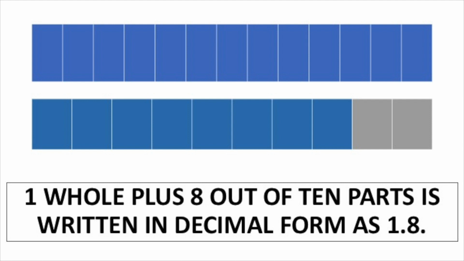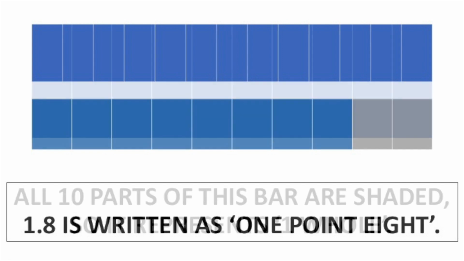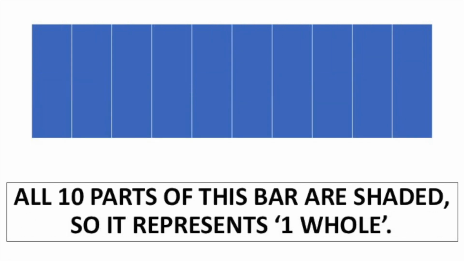You see, the decimal point in the middle, the whole number, the 1, to the left. The decimal number, 8, to the right. And that's how we get 1.8. And 1.8 is written as 1.8 with the words there, you can see. So as we know by now, how many parts represent a whole? 10 out of 10. Well done.